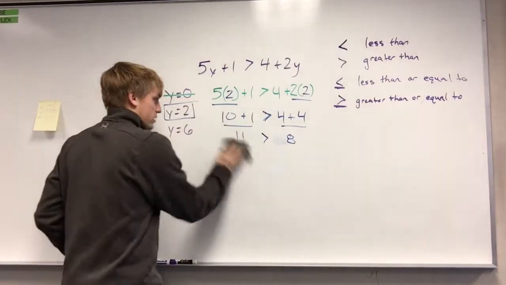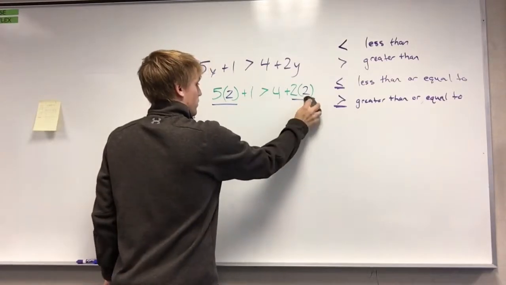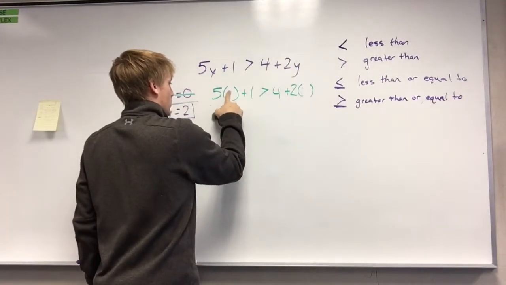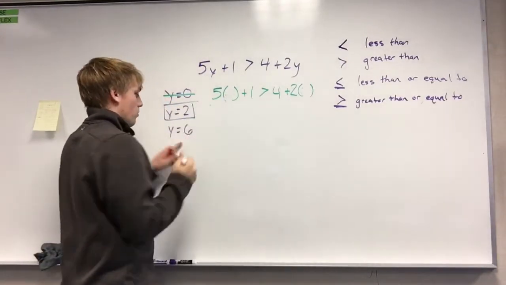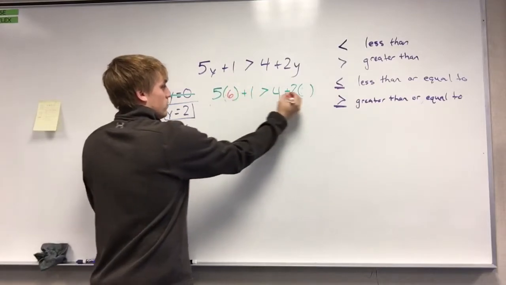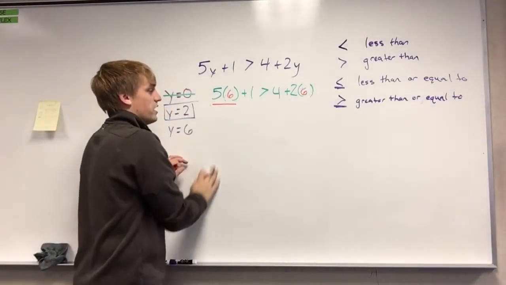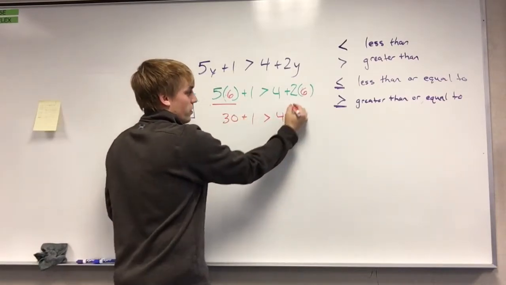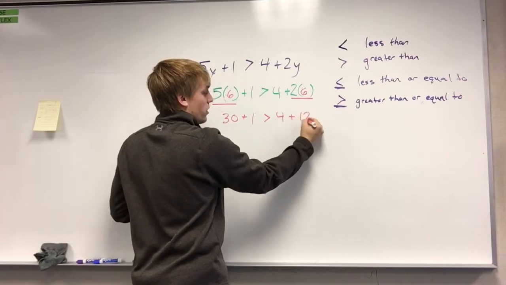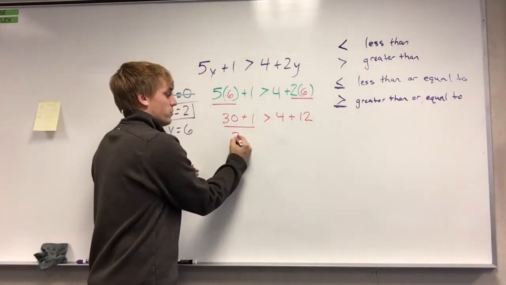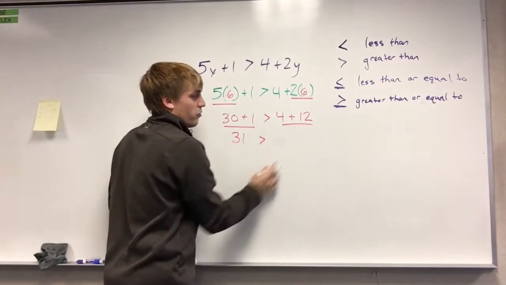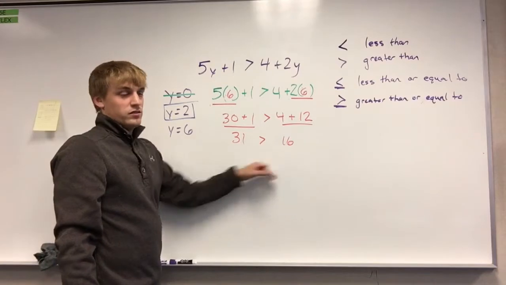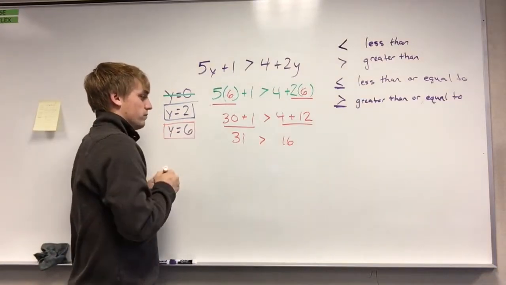Okay, and let's check the last one. We're going to plug in a 6. So 5 times 6 is 30, plus 1 is greater than 4, plus 2 times 6 is 12. 30 plus 1 is 31, greater than 4 plus 12 is 16. Is 31 greater than 16? It is. So that works as well.